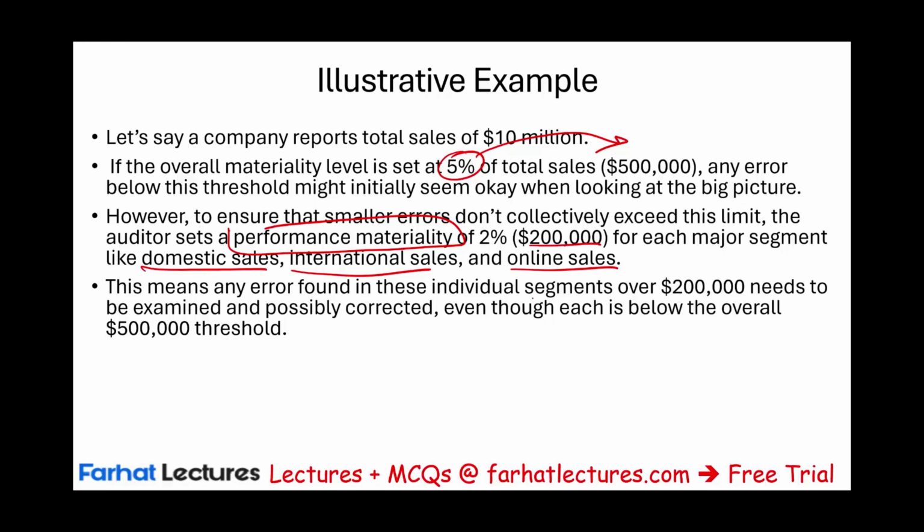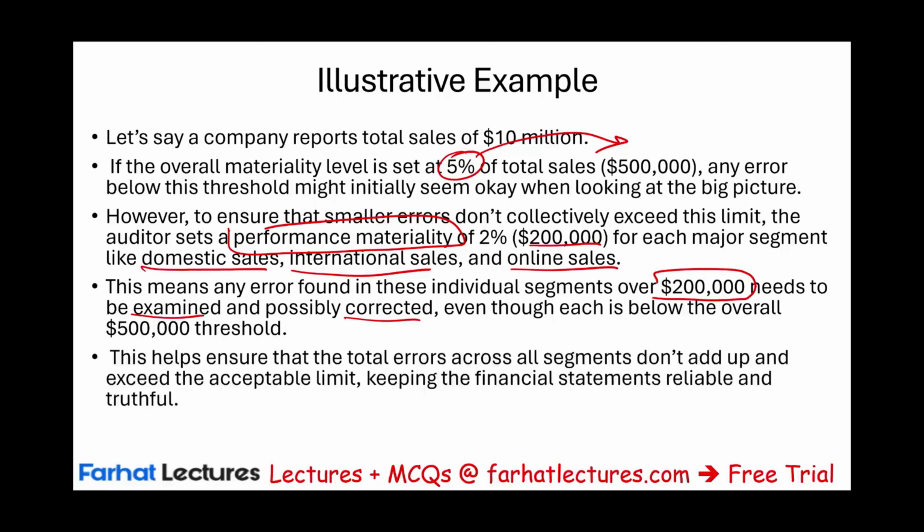This means any error found in these individual segments over 200 needs to be examined and possibly corrected, even though it's below the $500,000, but we cannot take the chance. We cannot say there are certain mistakes we're not going to catch. So we're going to have to catch anything above 200,000, although it's below materiality, but we want to set performance materiality lower so we can catch those mistakes. So this helps ensure that the total errors across all the segments don't add up and exceed the acceptable limit, which is $500,000. So that's why we want to catch those mistakes early on by having a materiality.